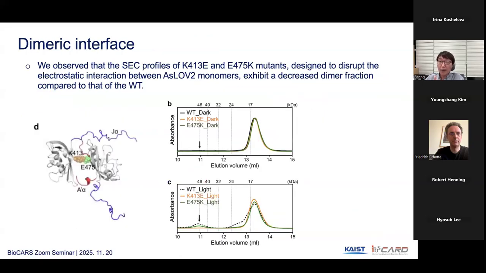To validate this proposed dimeric interface, we examine the size exclusion chromatographic profiles of the K413E and E475K mutants, which are designed to disrupt the electrostatic interaction at the dimer interface. And we observed that both mutants exhibit decreased dimer fractions compared to the wild type, even under light activation. This result supports our model, indicating that the electrostatic interaction between these two residues is critical for stabilizing the light-activated dimer.